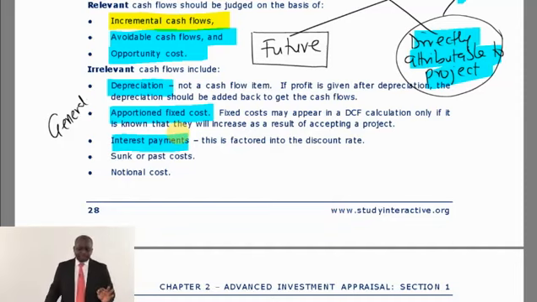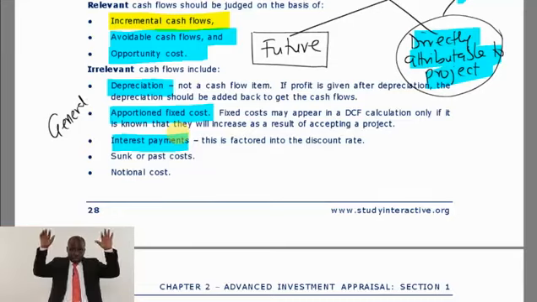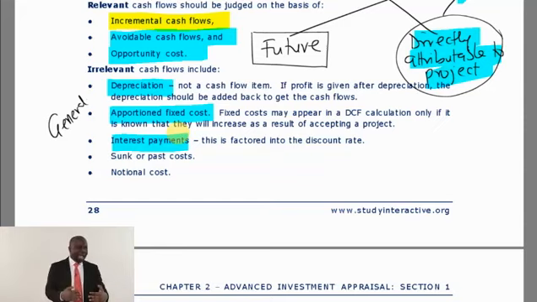Okay, interest payment is that we have raised money to finance the project for which there is interest to be paid. That interest is specific to that particular project, so it should have been relevant. Why are we saying it is not relevant? It is not relevant because the interest that you will pay on the loan is a cost of capital to you. And that cost of capital to you is what you are using as the discount factor.